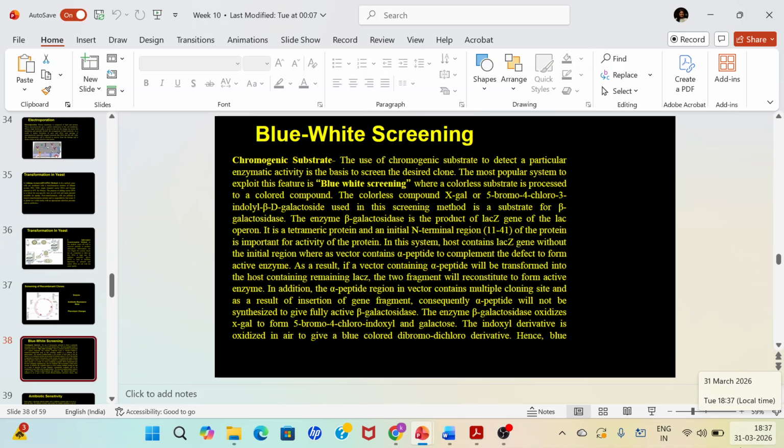Then this beta galactosidase will degrade the colorless compound X-gal, and it will give us the blue color. That blue color will indicate that our gene has transformed inside the E. coli, and now it can be used further. So it is just to screen the cloned ones from the uncloned ones. Okay, so this is how it is done.